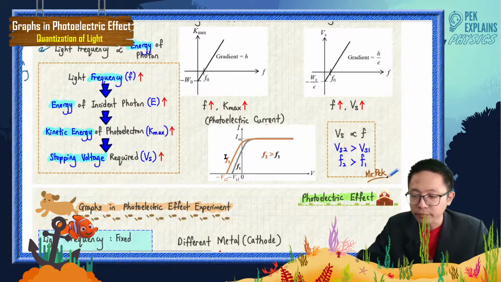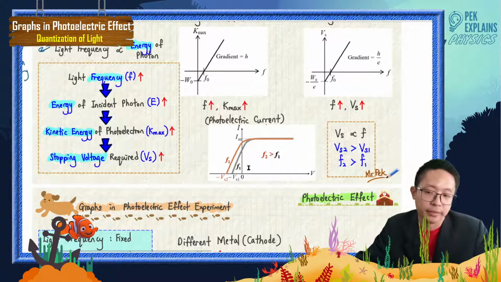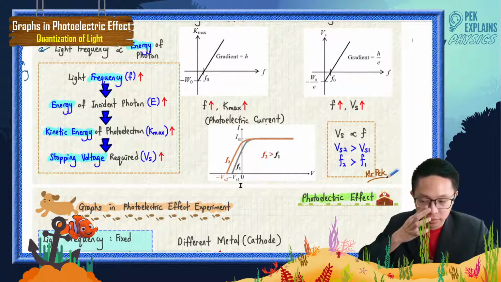Okay, see this one. The frequency 2 is higher than frequency 1. Frequency 2 higher than frequency 1 means the Vs2 will be bigger than Vs1. It means the second light needs a higher stopping potential than the first light. Vs2, the stopping potential for wave 2, is bigger than the stopping potential for wave 1.